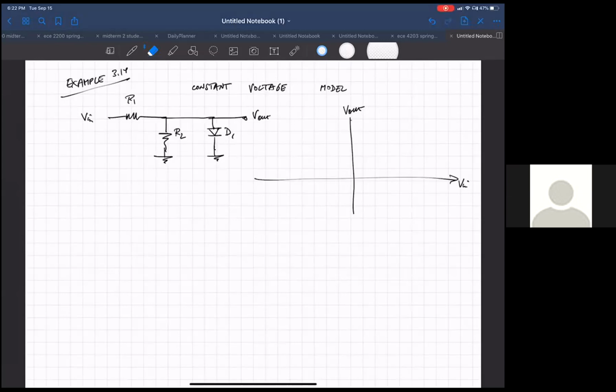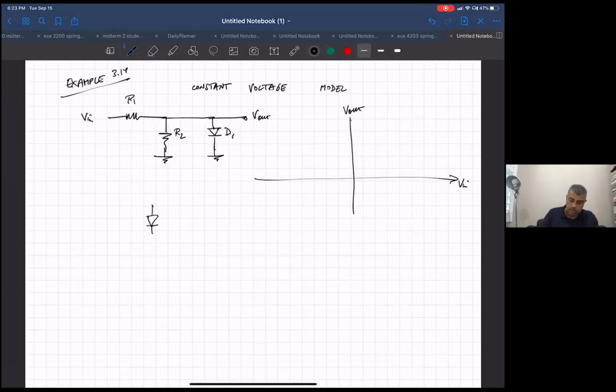When we have a constant voltage model, the battery is always in series with the diode, right? So the diode always looks like a switch. Now, whether it's on or off, like that, or like that.